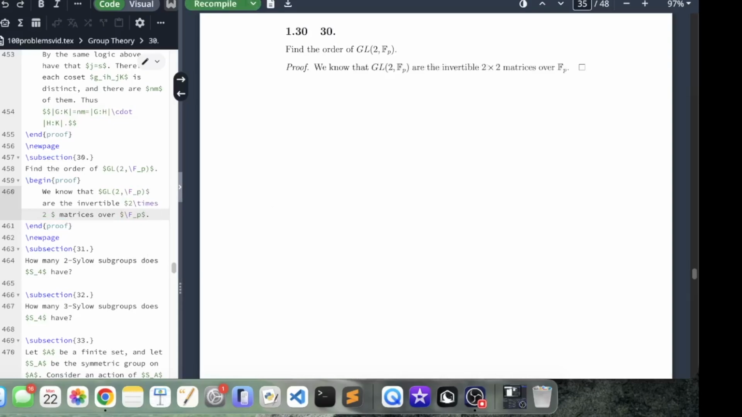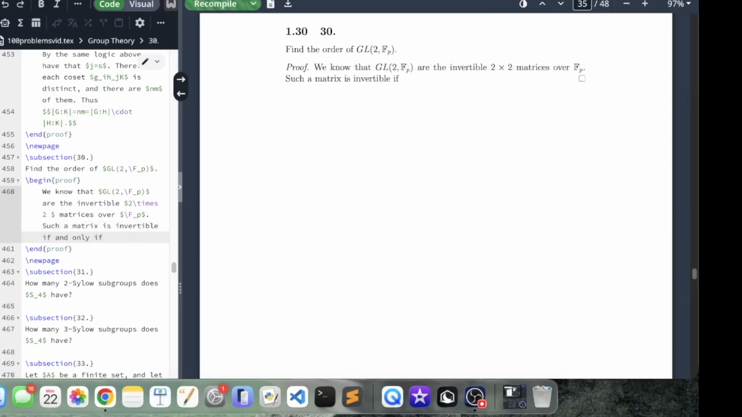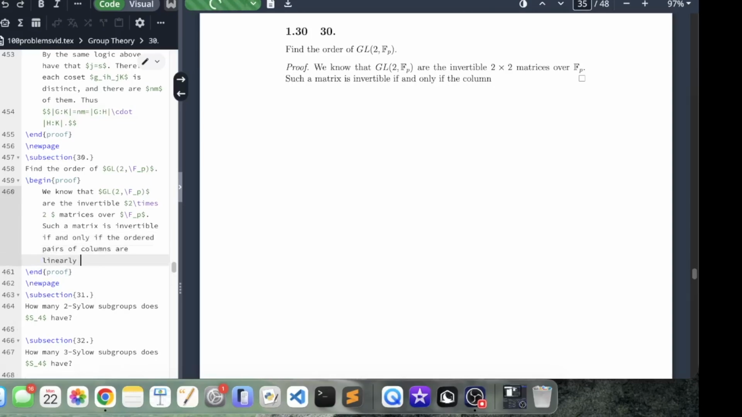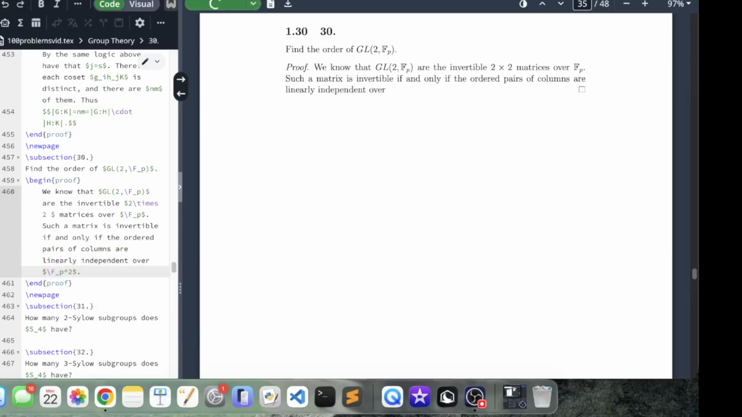Okay, and we want to know how many possible ones there are. Well, such a matrix is invertible if and only if the ordered pair of columns are linearly independent over F_p squared. And we have 2 by 2 matrices, so we have 2 columns.